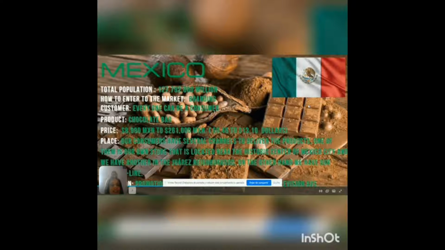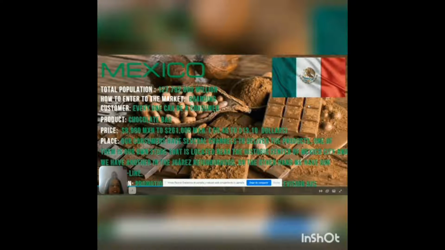We also have the advantage that in Mexico City it is almost impossible to find a real chocolate. Our price is 8,919 Mexican, 261,000. For us, it was important to choose the branding strategy since our goal is to continue expanding throughout the world with our quality products.